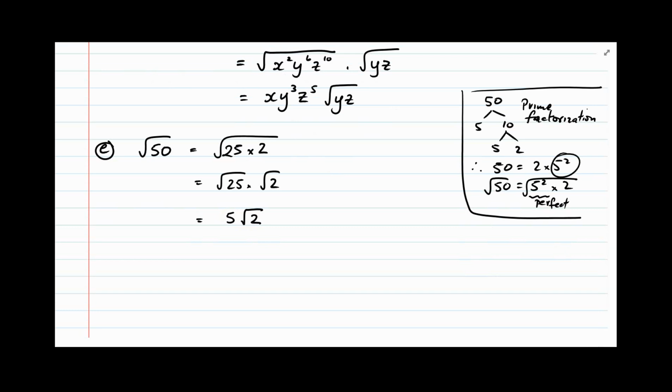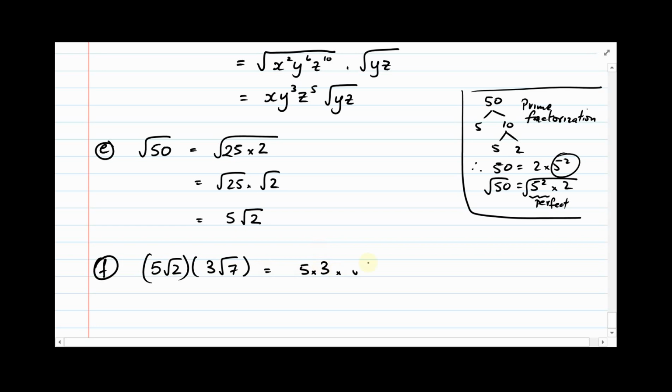What else can we do? Now, suppose we have, in the same way that we have these, suppose I have 5 root 2 times 3 root 7. I could combine.